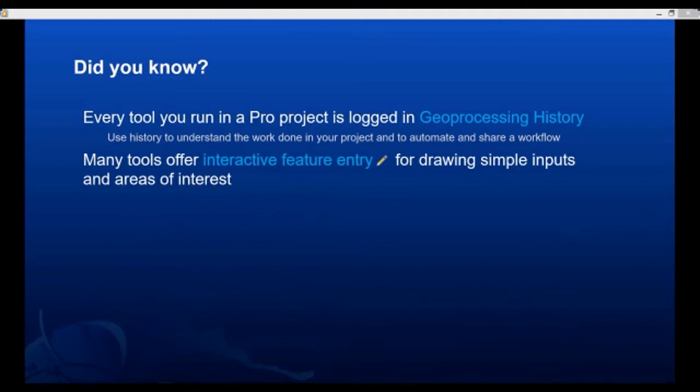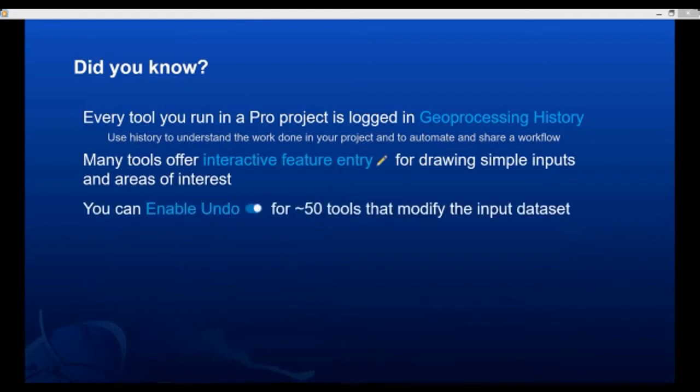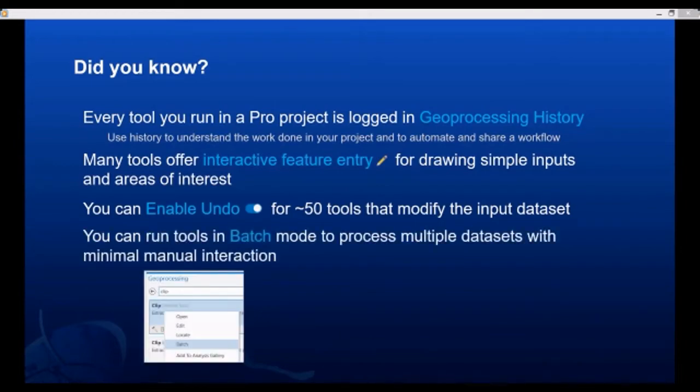Many tools offer interactive feature entry for drawing simple inputs and areas of entry directly in the map. You can enable undo for approximately 50 tools that modify the input data set. And you can run tools in batch mode to process multiple data sets with minimal manual interaction.